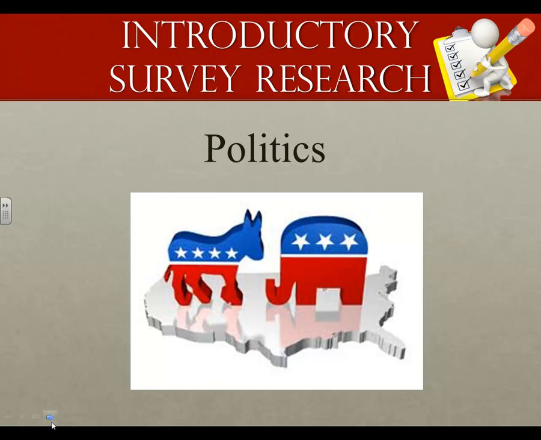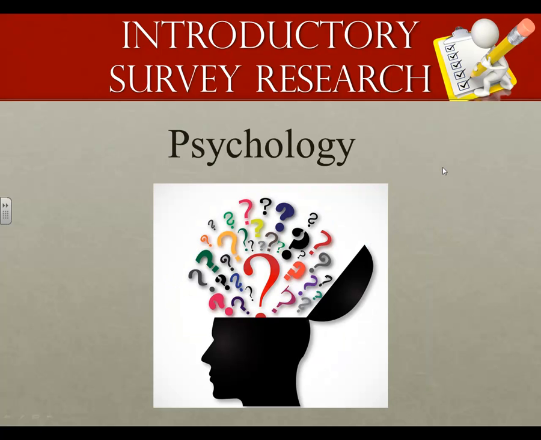Another area of survey research concerns psychology, people's attitudes and emotions. We're going to introduce the Likert scale, where people can say whether or not they strongly agree with a statement, or strongly disagree, or have a neutral feeling about it. Psychology survey research deals in the areas of attitudes and emotions.